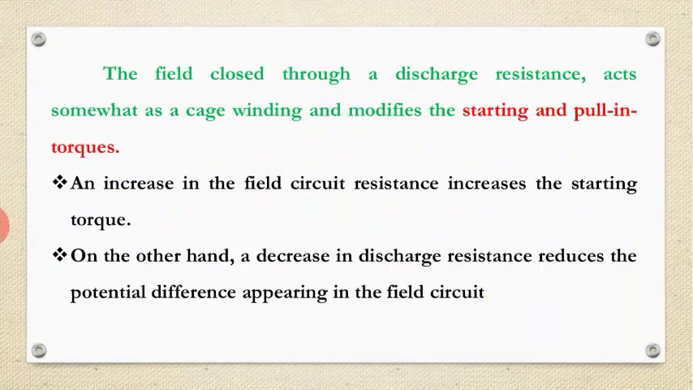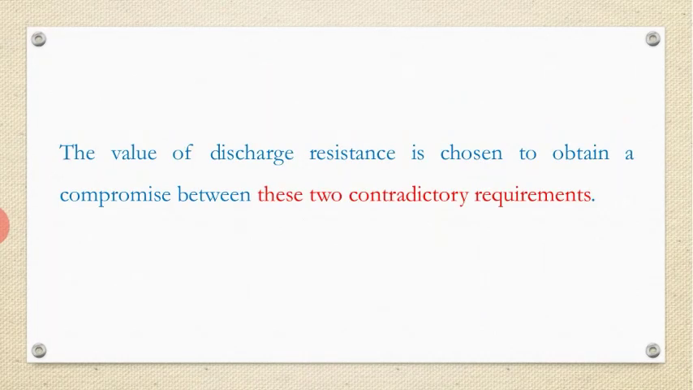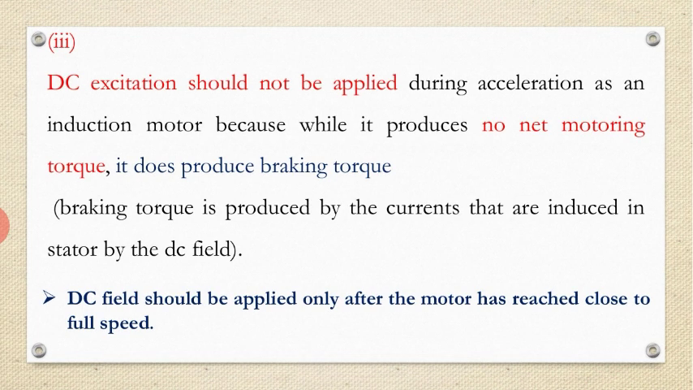The field closed through a discharge resistance acts somewhat as a cage winding and modifies the starting and pull-in torques. Any increase in the field circuit resistance increases the starting torque, because we are adding some resistance to the rotor. On the other hand, a decrease in discharge resistance reduces the potential difference appearing in the field circuit. Hence the value of discharge resistance is chosen to obtain a compromise between these two contradictory requirements.